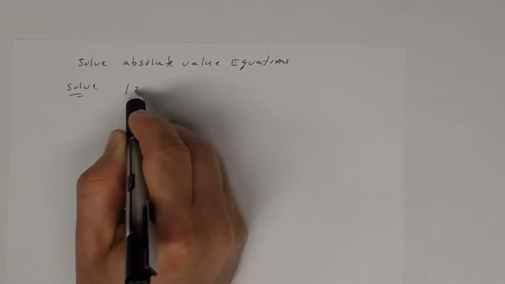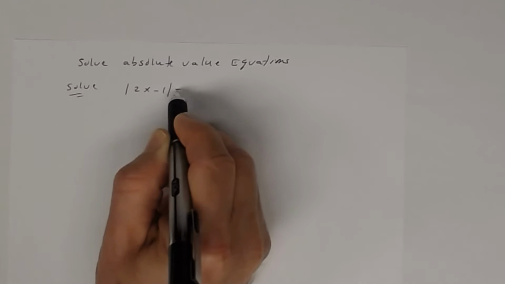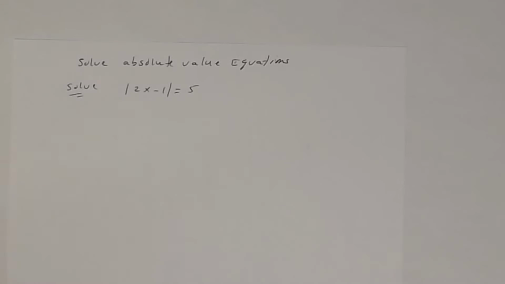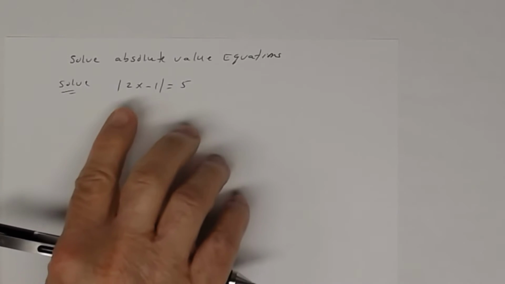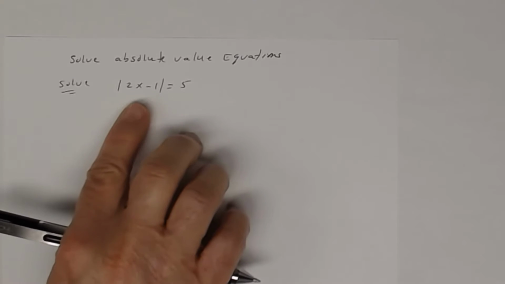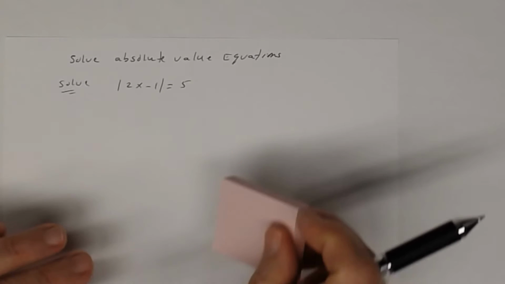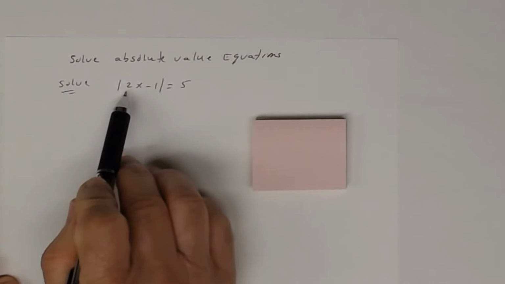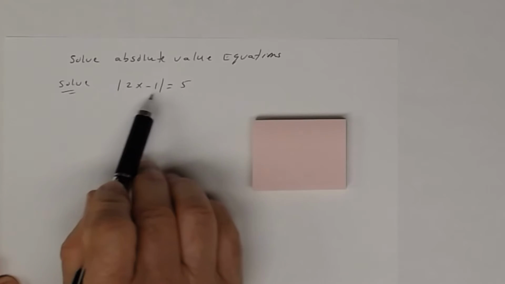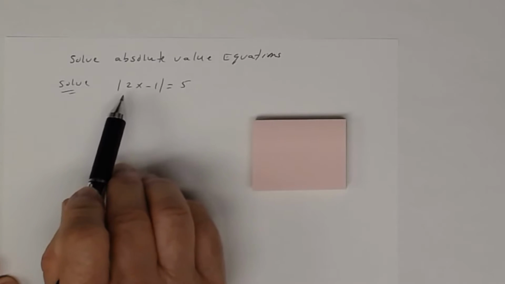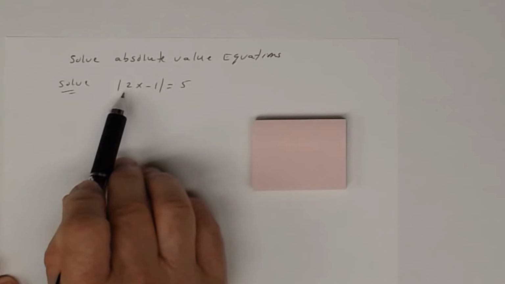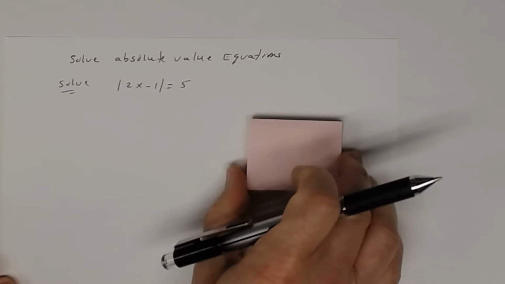The absolute value of 2x minus 1 is equal to 5. All right, so be careful. This is an absolute value equation. Now remember, this is not a linear equation. It's an absolute value equation. It involves a linear expression, but if you look at this, this is not a linear equation. It's an absolute value, okay?